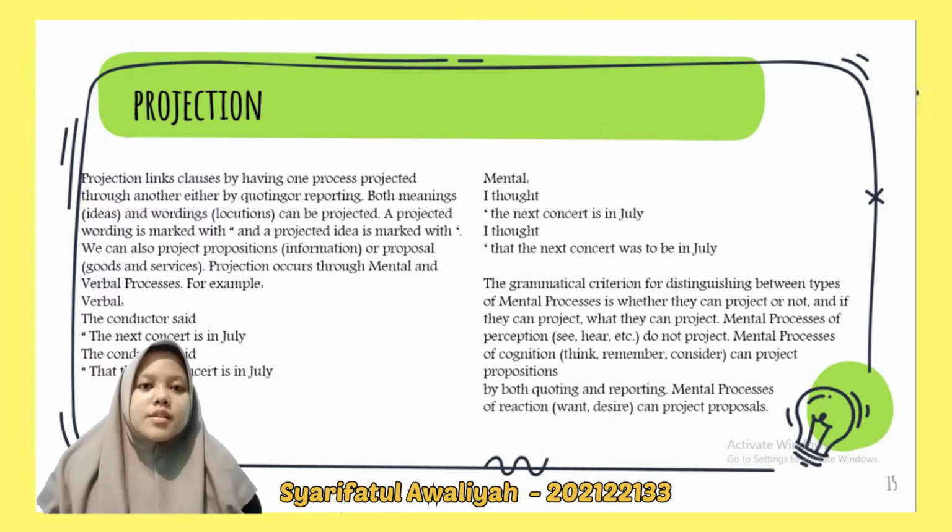Mental processes of perception, such as see, hear, etc., do not project. Mental processes of cognition, such as think, remember, consider, can project propositions by both quoting and reporting. Mental processes of reaction, such as want, desire, can project proposals.